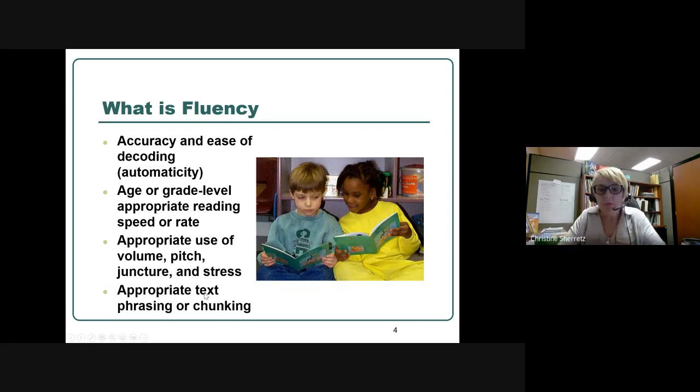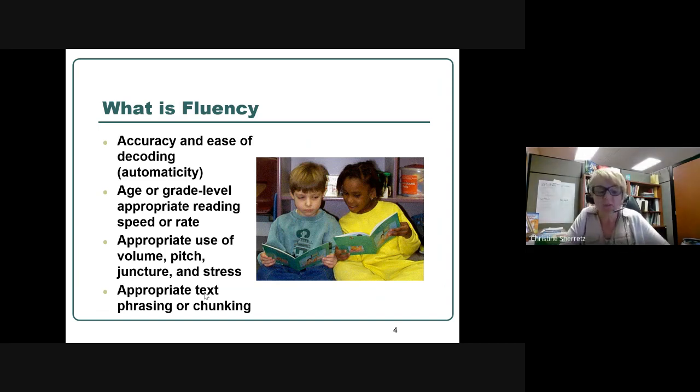So the main thing I want you to get from what we're talking about with fluency is that there's different aspects of fluency. One is accuracy and decoding. So that's how accurate kids are. That's being automatic. Fluency has to do with age or grade level appropriate reading. That's the speed and the rate. And that has to do with what I just showed you. So how slow, how quickly a student reads.